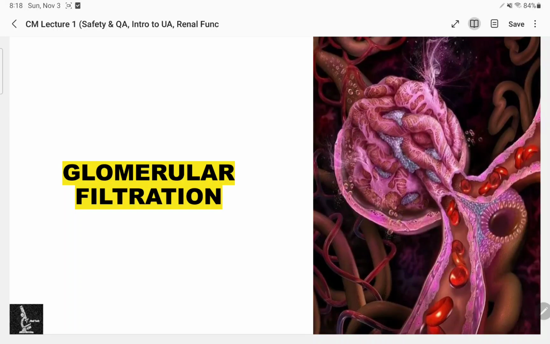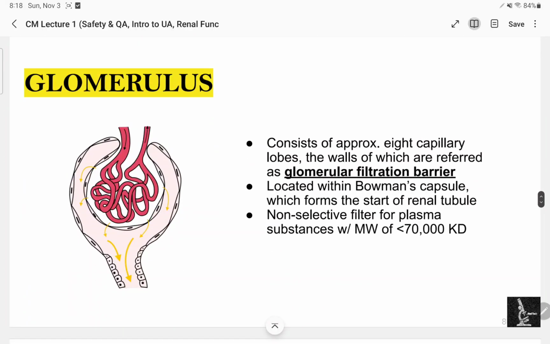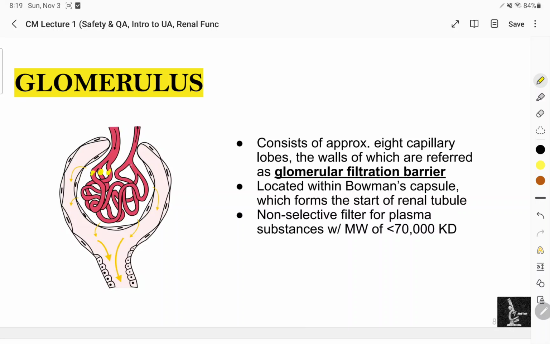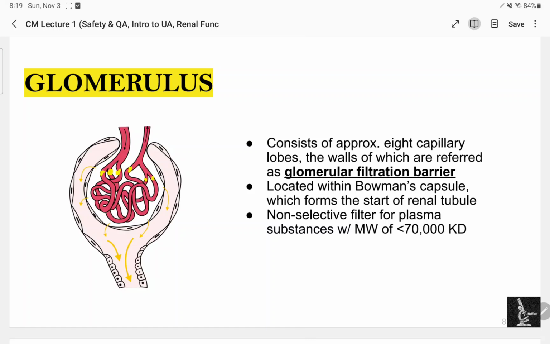Okay? Glomerular filtration, of course, what part of the nephron is responsible for this? Of course, it's your glomerulus. So here, your glomerulus consists of approximately 8 capillary lobes. Okay? So 8 capillary lobes. Here there are only 6: 1 2 3 4 5 6. But actually approximately 8 capillary lobes, and the walls of these capillaries are referred to as the glomerular filtration barrier. Okay?